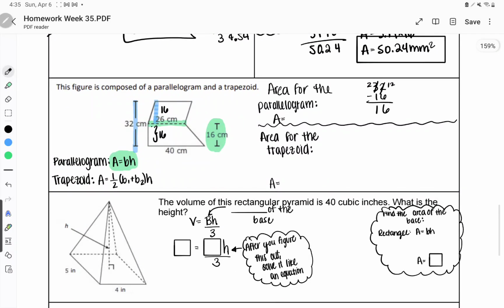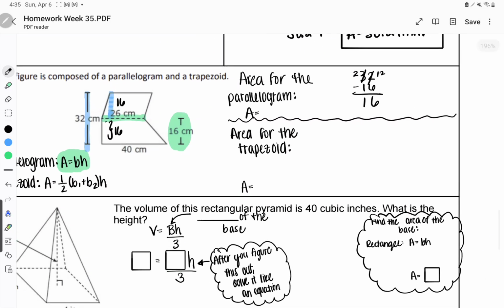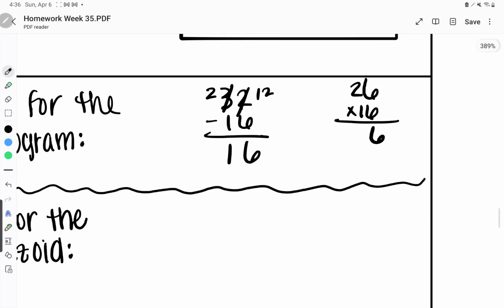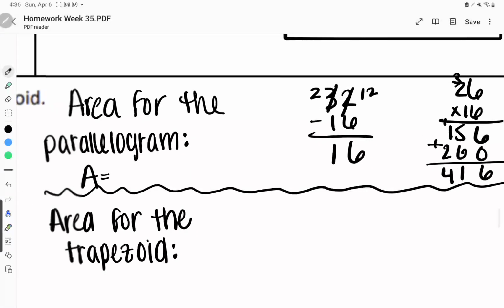Then I do, for the parallelogram, base times height, so I would do 26 times 16. 6 times 6 is 36, so I write down a 6, carry my 3. 6 times 2 is 12, plus 3 is 15. My next row now, so I add a 0. 1 times 6 is 6, and 1 times 2 is 2. Add it all together, and that gives me 416 for the parallelogram.